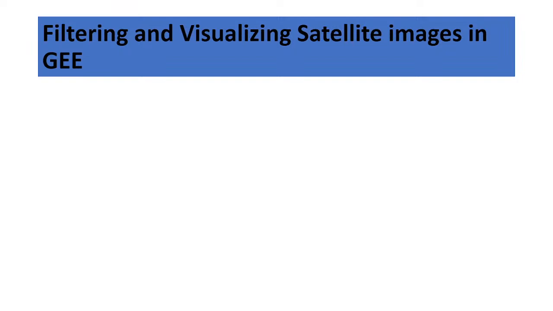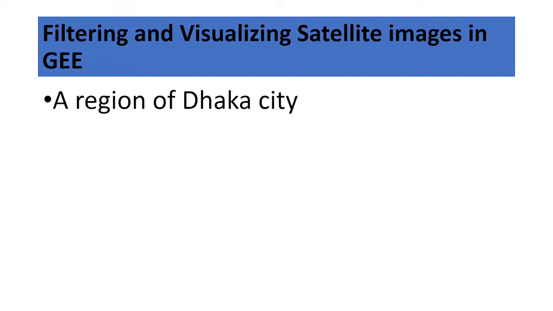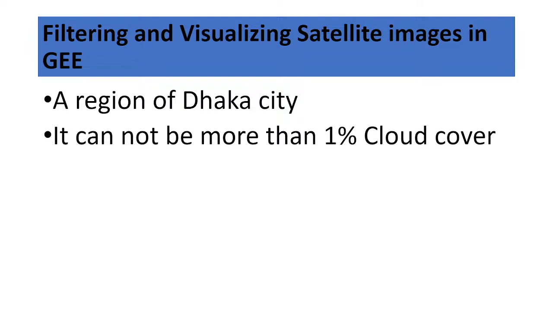So mainly when you want to filter the Landsat or Sentinel image, it depends on some factors. Suppose the first factor is the region. Which region do you need this satellite image for? It can be Dhaka city, it can be Kolkata, it can be Delhi, or any region. So this is one factor, the region. Another factor is image metadata or image properties. Suppose for Dhaka city, I need an image with not more than 1% cloud cover. So this is another factor.